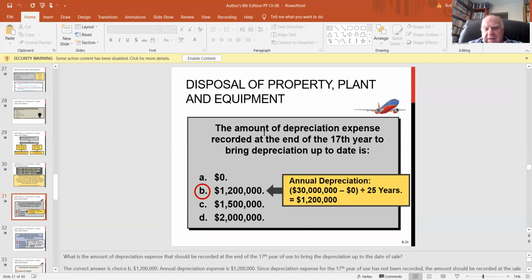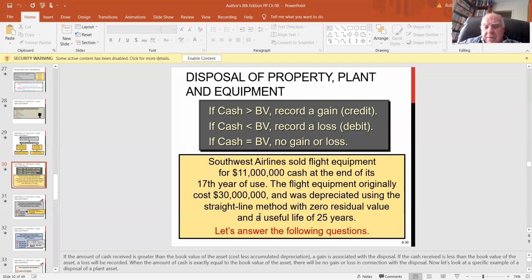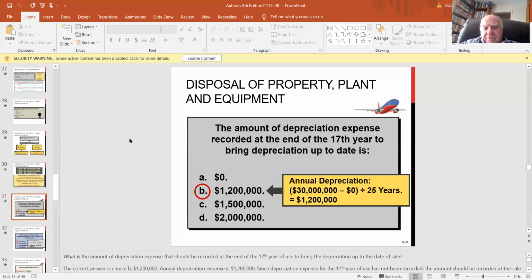Oh, they took the fun out of it. They gave us the answer. The amount of depreciation expense recorded at the end of the 17th year is how much? Well, we know it's straight line. They told us that, right? Straight line depreciation, zero residual. So 30 million divided by 25 years is $1.2 million per year. Okay. That was the same from years 1 through 17. Now it's year 17, we're getting rid of the machine.